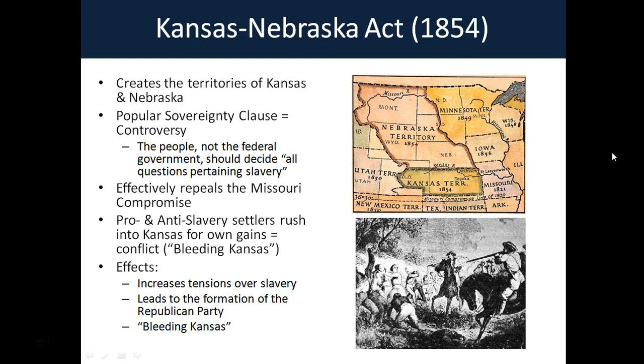And basically the effect is it increased the tensions again over the questions of slavery, as well as states' rights, because of that idea that the people, not the federal government, should make that decision. It also led to the formation of the Republican Party, because of the divisions politically within the Democratic Party and the Whigs at the time, and then Bleeding Kansas, which I said we'll talk about.